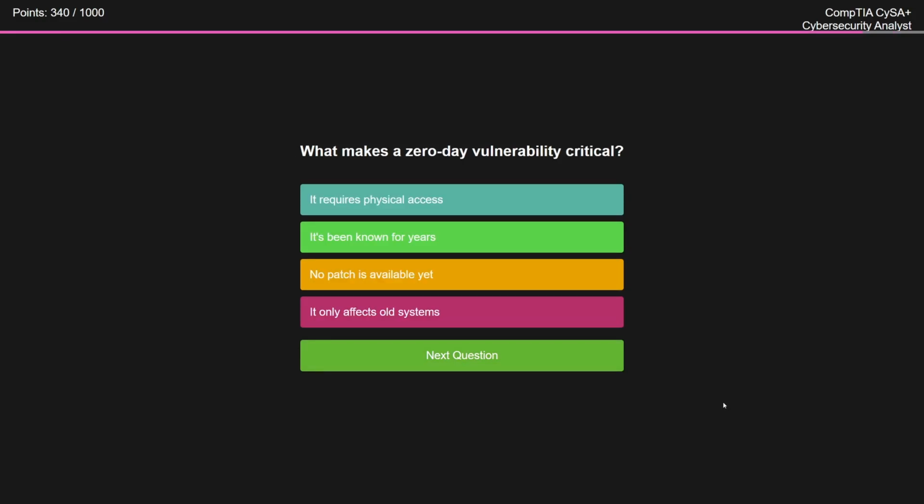What makes this zero-day vulnerability critical? It requires physical access. It's been known for years. No patches yet available. It only affects old systems.